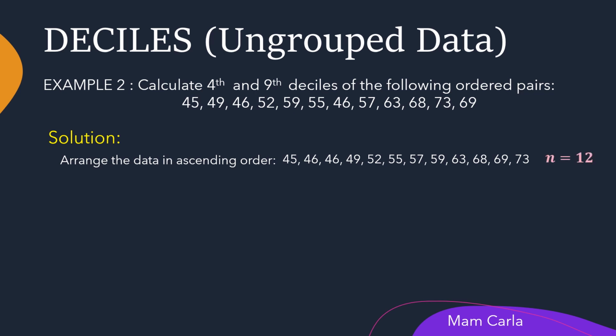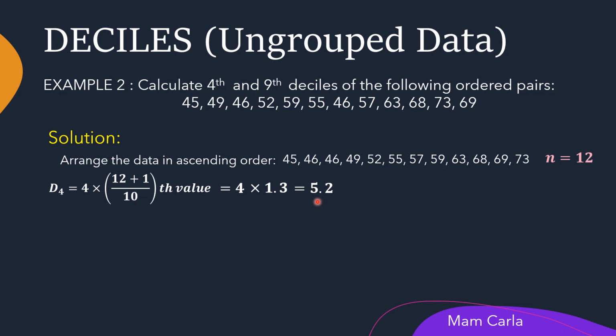And then since we are looking for the fourth decile, it means that we will be using d sub 4 equals 4 times the quantity of 12 plus 1 over 10. Then we copy first 4 and simplify what is inside the parenthesis, which is 12 plus 1 over 10. And that will give us 13 over 10, or simply 1.3. And then we multiply 4 times 1.3. It will give us 5.2.